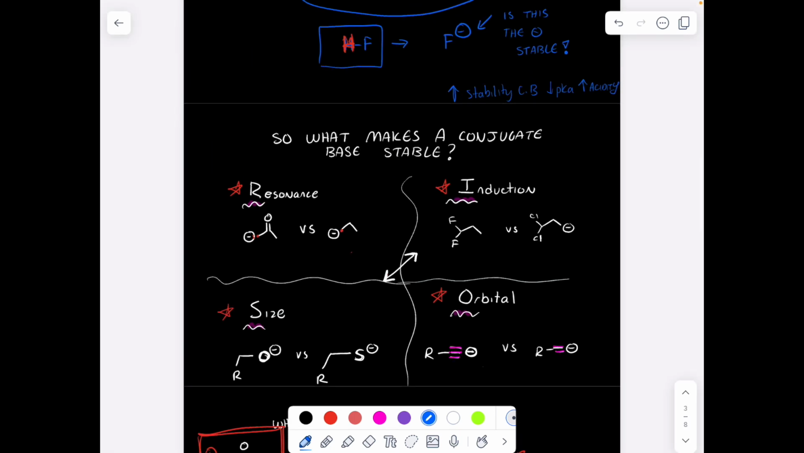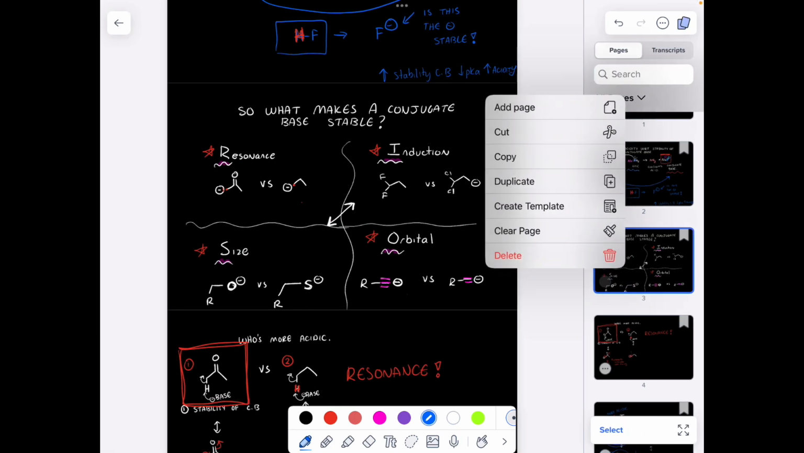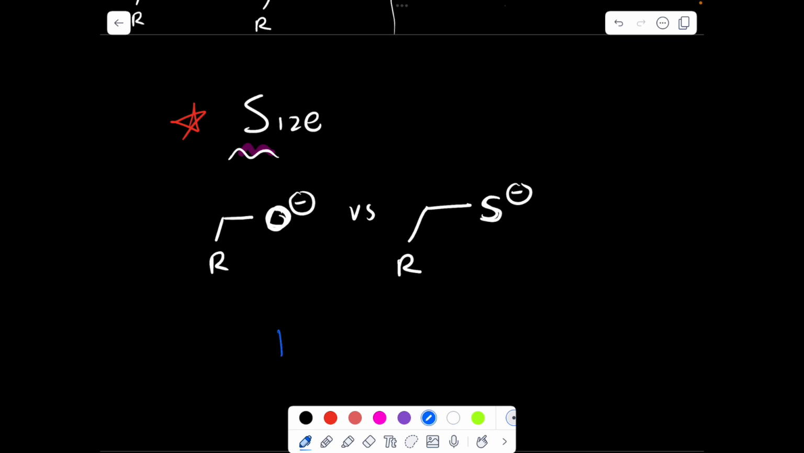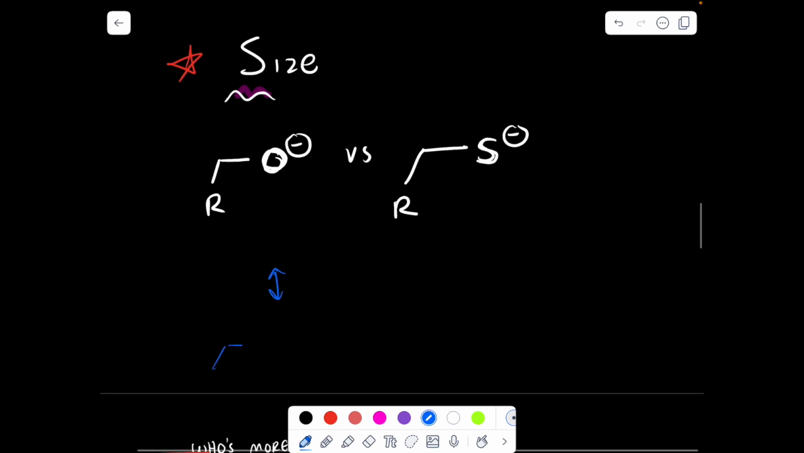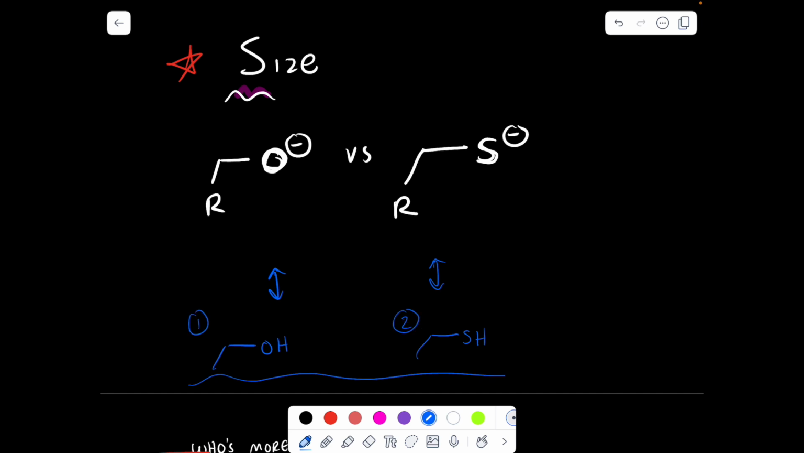The next thing we're going to look at is size. If we think, okay, these are the conjugate bases, right? So this would have come from an OH, and this would have come from an SH. And we were asking, in comparison to structures 1 and 2, which one is more acidic? Which hydrogen is more likely to leave, while which conjugate base is more stable? So we have an O- versus an S-. Which atom can better stabilize this negative charge?